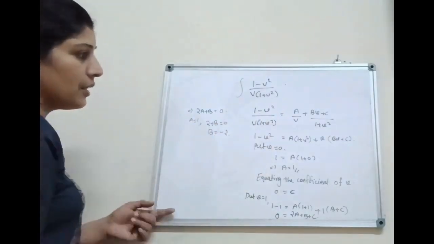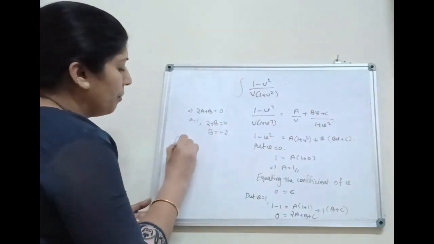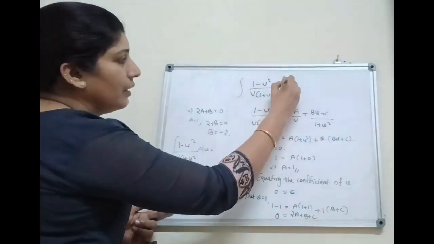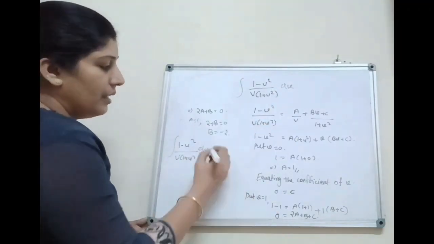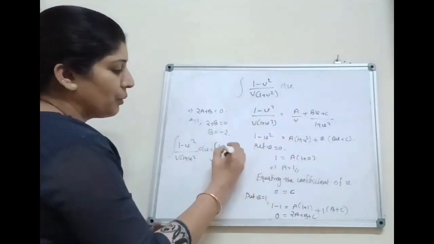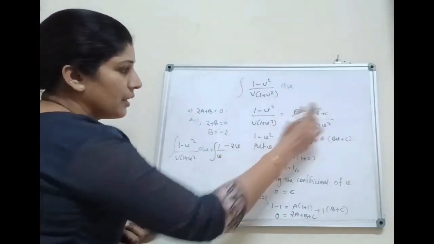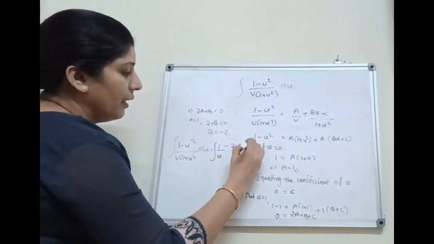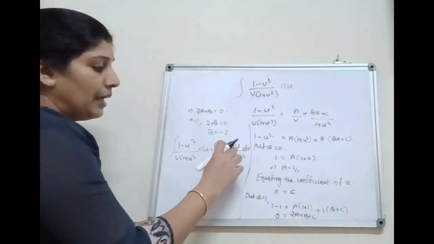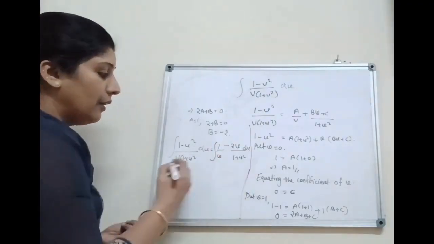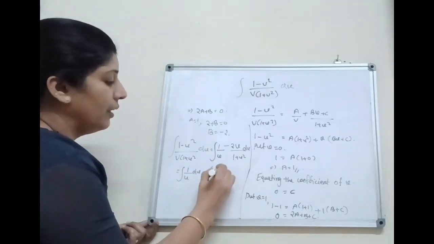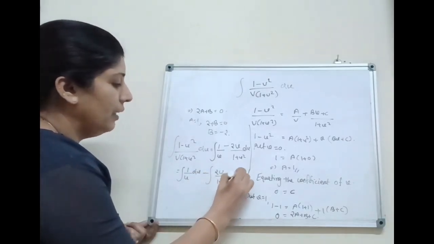Therefore, this changes into the integral of (1 minus v square) divided by v into (1 plus v square) dv. Here a is 1, so 1 by v, then b is minus 2, that is minus 2v, c is 0, by 1 plus v square dv. That is, this integral will become the integral of 1 by v minus 2v divided by (1 plus v square) dv, which is equal to integral 1 by v dv minus integral 2v divided by (1 plus v square) dv.